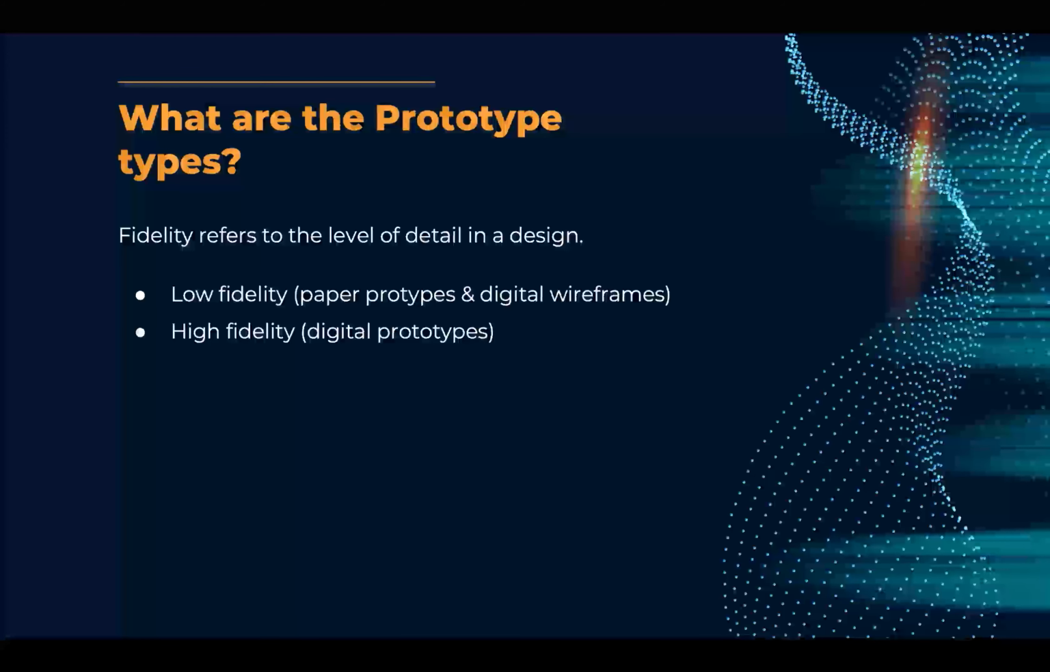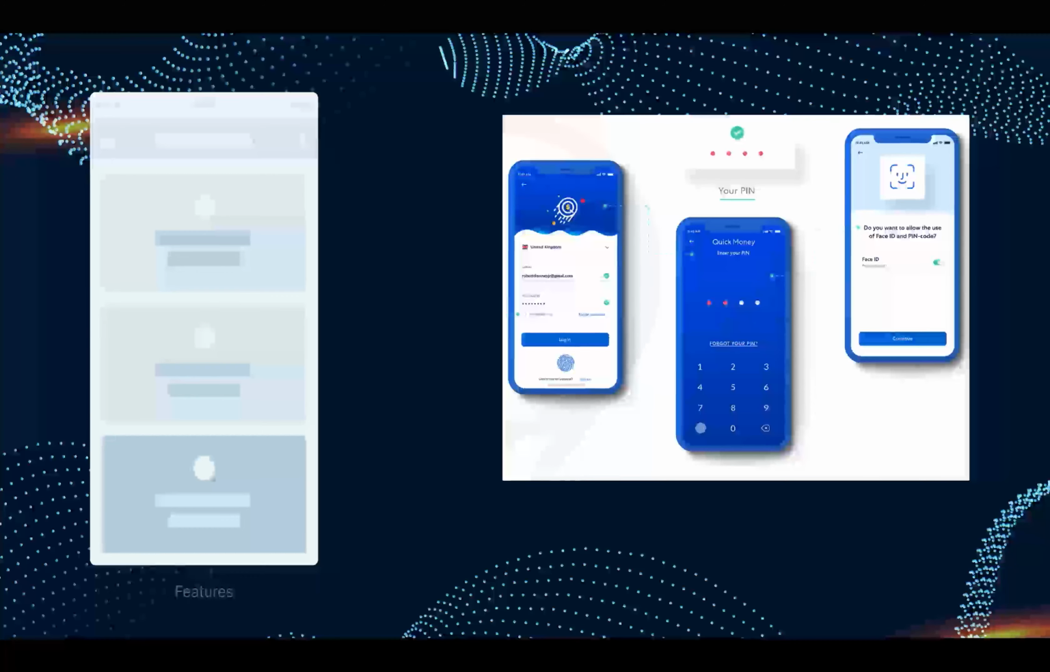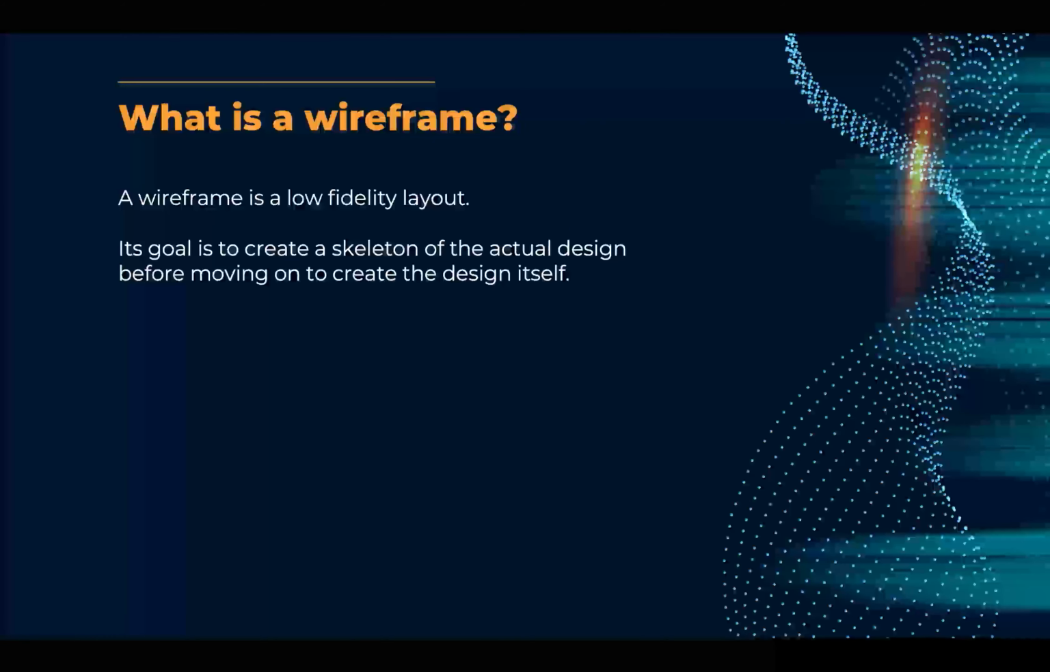Examples of low fidelity prototypes are paper prototypes and digital prototypes. An example of high fidelity prototypes are the digital prototypes that we design in design tools like Adobe XD, InVision, Figma, and the rest. So these are examples of prototypes. On my left here, you see the low fidelity prototype, or the wireframe. On my right, you see the high fidelity prototype.